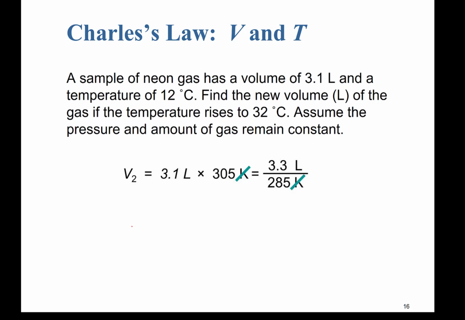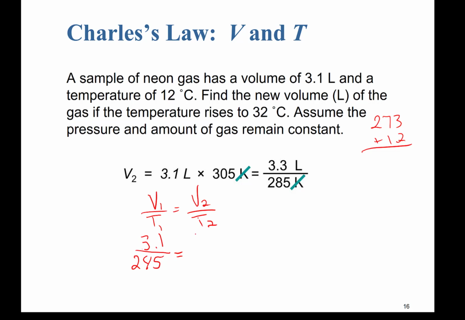All right, so here's an example. A sample of neon has a volume of 3.1 and a temperature of 12. Okay, so I'm going to do V1 over T1 equals V2 over T2. So I have a volume of 3.1 and I have a temperature of 12. I can't use 12. I have to add 273 to get it into Kelvin. So this is going to be 285.